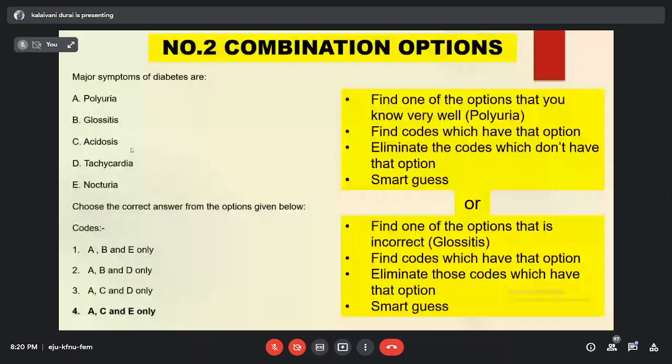Now I know polyuria is definitely related to diabetes, but problem ये हो गया कि वो जो polyuria है, it is there in all the codes. It is mentioned in all the codes. So I'm going by the second technique. I'll find an option.